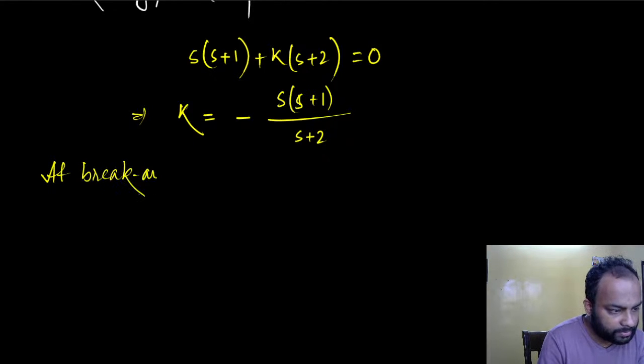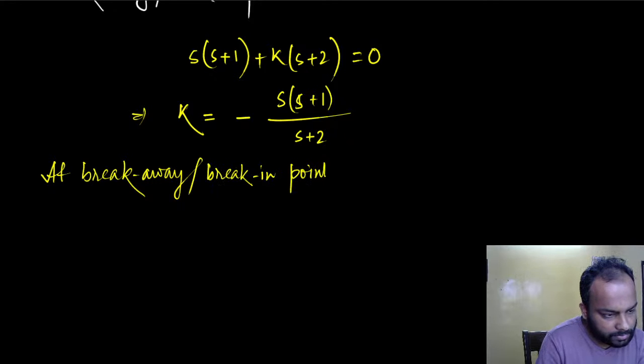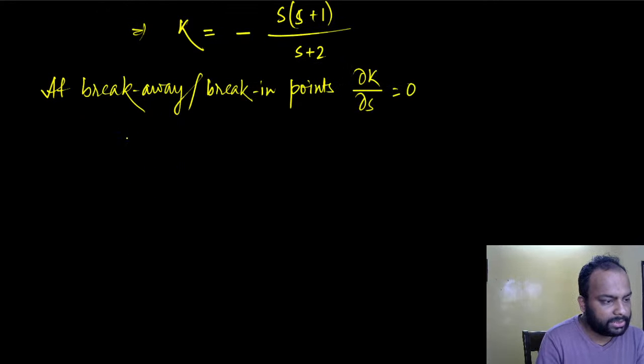Then at breakaway or break-in points, del k del s is going to be 0, right? Thus, what is del k del s?